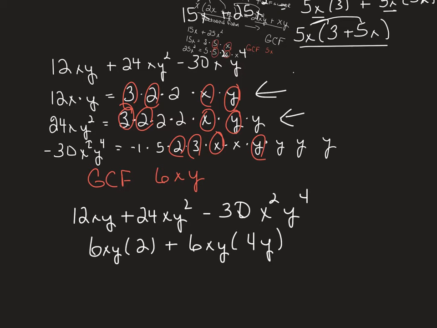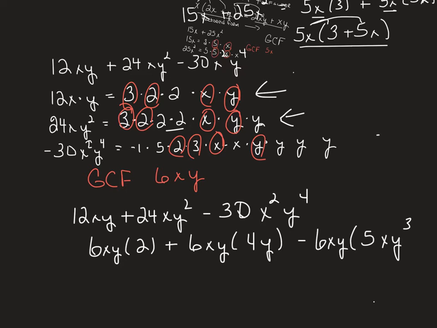6 times 8 would be 48. All right, and we can see here the 4 and the y was left over. And then we have minus 6xy. Now 6 goes into 30 five times, and x and y cubed.